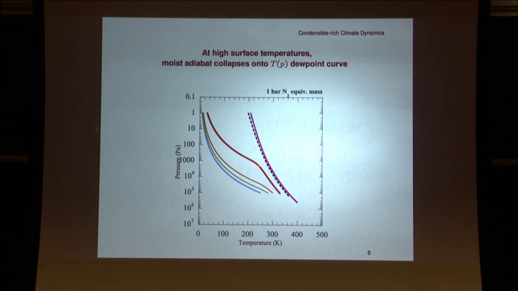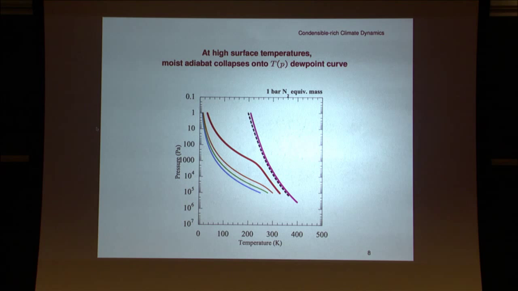But then you notice that when I get to very high temperatures, where the atmosphere starts to become water dominated, you collapse onto this T of P curve. This dashed line is with a surface temperature of, I think, 375 Kelvin. This is 400. So beyond this point, when I increase the surface temperature, I don't change the temperature aloft in this saturated region. If I know the pressure, I know the temperature. So temperature is purely constant on an isobaric surface. And that will have some important dynamical consequences.